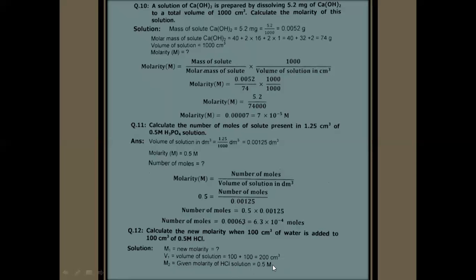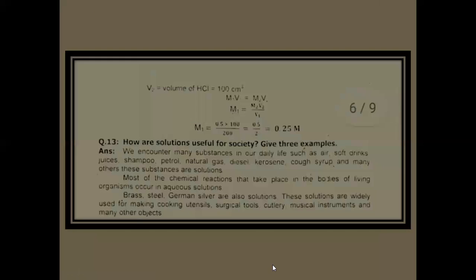Given molarity 0.5, and then volume you have to find out. So V2 is the volume of HCl, 100 centimeter cube, which we have to prepare. The previous one was 200 and this is 100. Okay. Now, by putting the values in the formula, you can get the answer 0.25 molar. 0.25 molar is the answer. Very important question, I told you, but be careful about the volume V1.